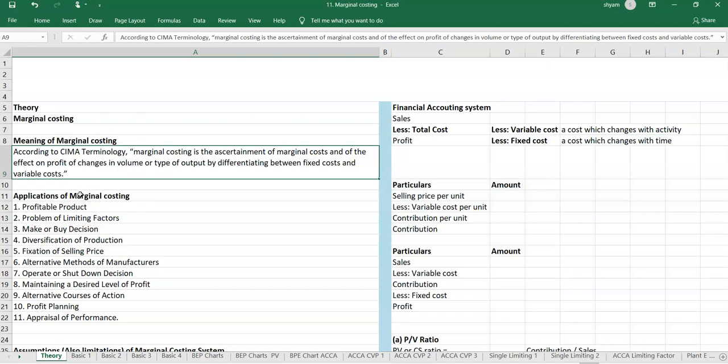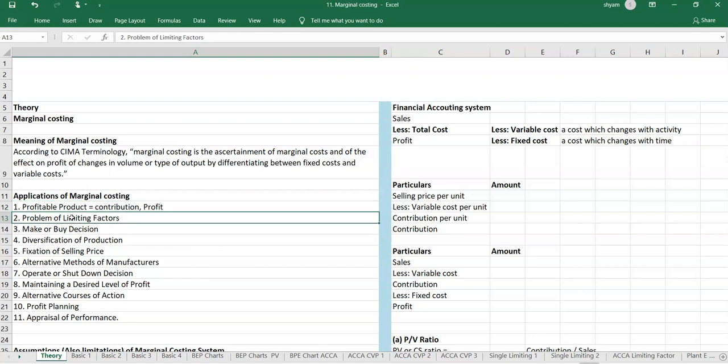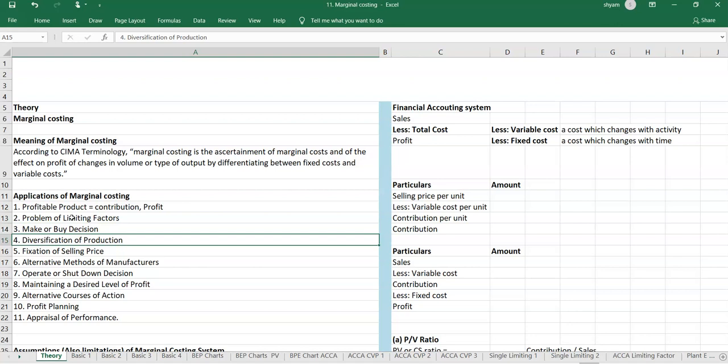You could apply this concept in a wide variety of things. First, to find out the profitability of products, where you divide it into what contribution it gives and what profit it gives. You can also think in terms of limiting factor, which we'll see in this chapter. Make or buy decisions: assume that you have two or three products, which product should be made and which should be outsourced and bought? Diversification of production: should we produce some other product also in our factory? Fixation of selling price: what price should be fixed and what would be the sales?